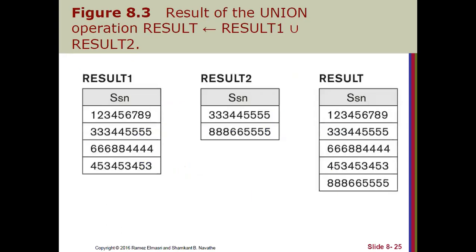Here you can see result 1 gives you these 4 SSN, and result 2 gives you these 2 SSN. In the resultant relation, you have 1, 2, 3, 4, and 5 SSN. Why? Because in result 2 you can see the first SSN value is also there in result 1. So this is the common value. The common value is always represented only once in the union operation. So in the resultant relation you have 5 tuples.